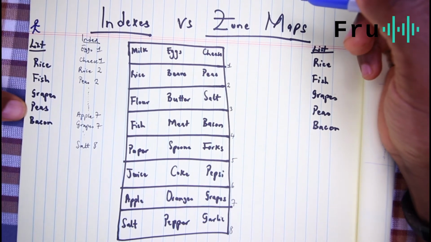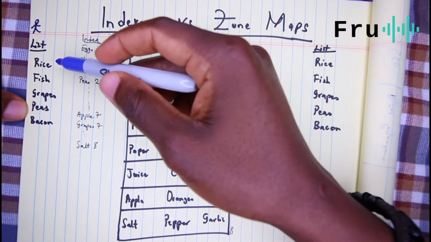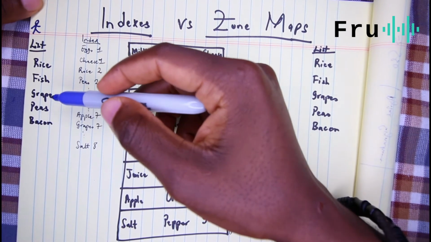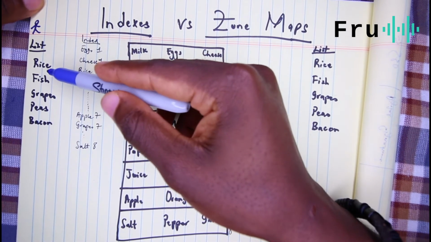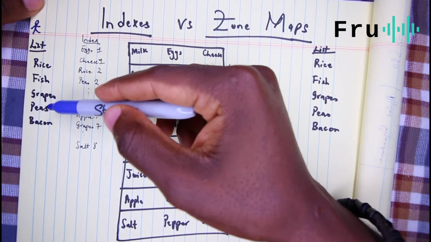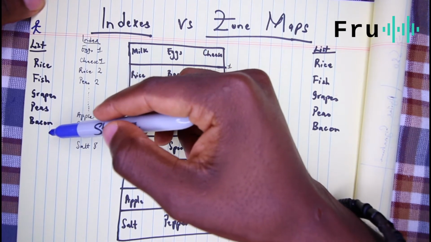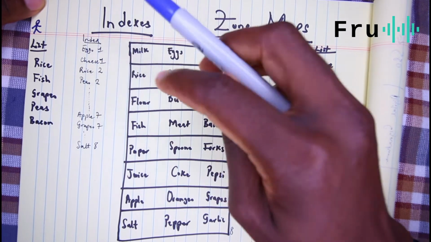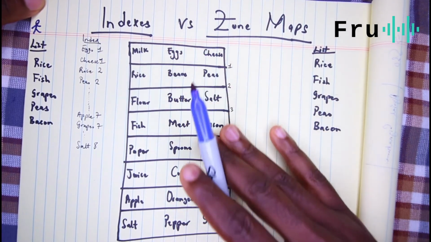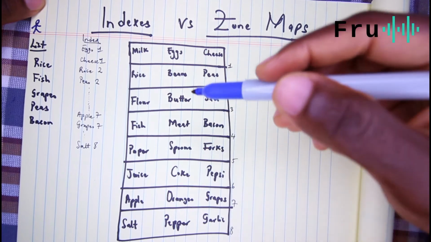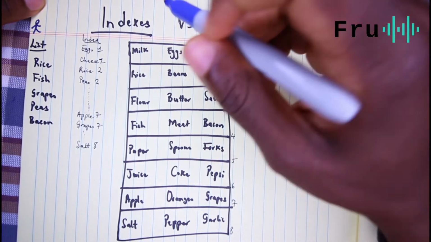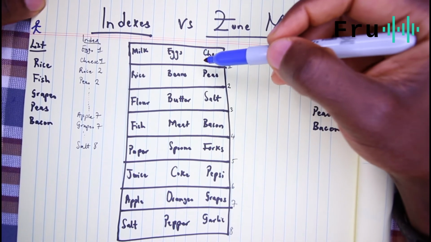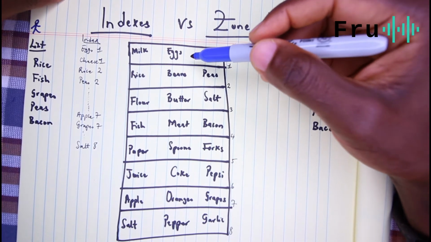You have your list of items you want to buy, right? So maybe rice and fish and grapes and peas and bacon. You write out your list and you go into the grocery store. Now, at the grocery store, I've just simulated the grocery store floor here. We do have aisles where the grocery store stores the items.